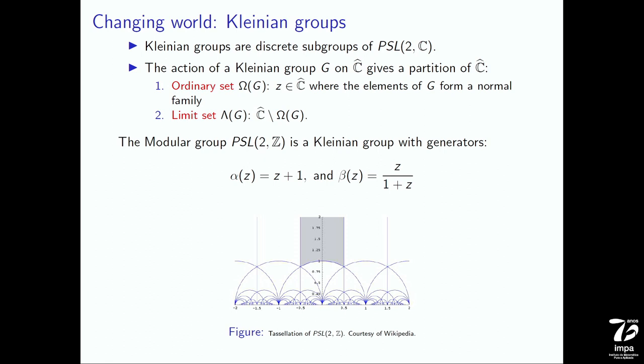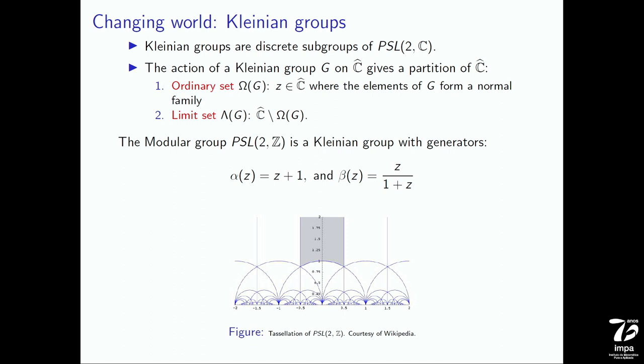If we start looking at the action of a Kleinian group G on the Riemann sphere, we also see that this gives us a partition of the Riemann sphere into two invariant objects. The set of normality, where the elements of the group form a normal family, which in this case is called the ordinary set, and its complement, which in this case is called the limit set.